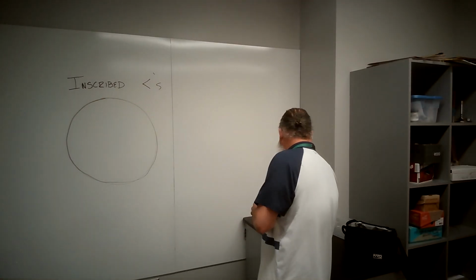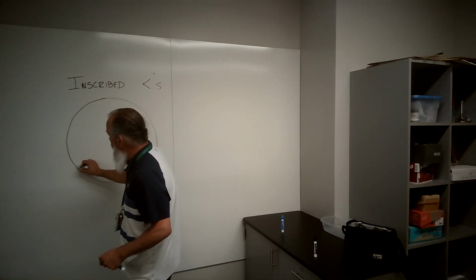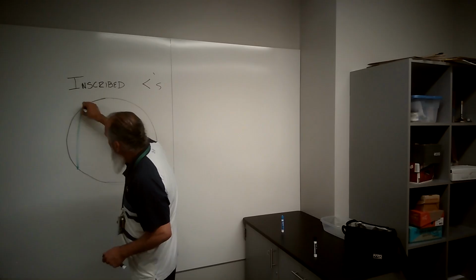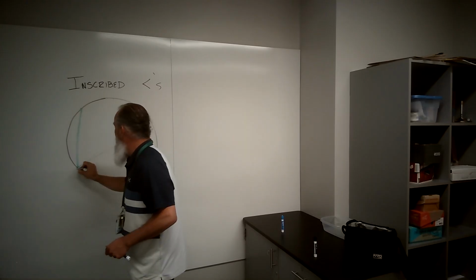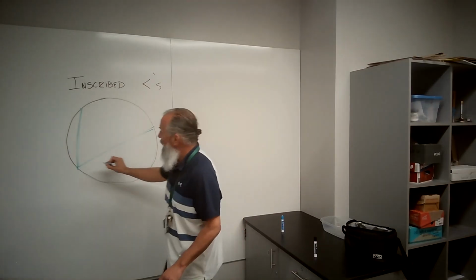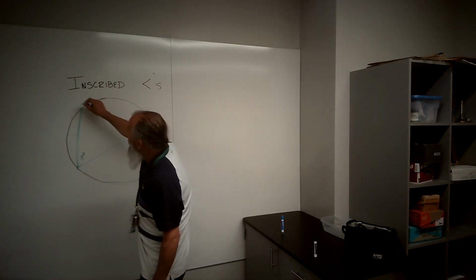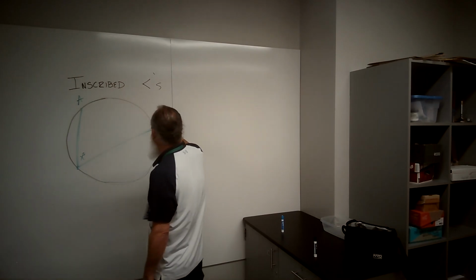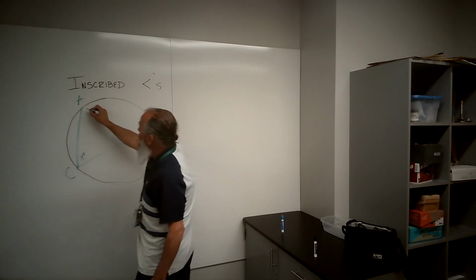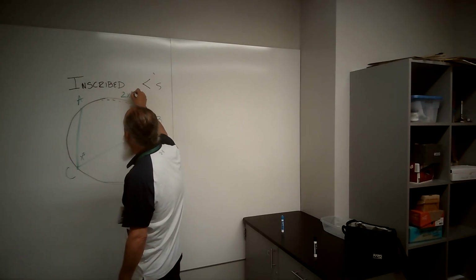Okay, that's better. An inscribed angle is an angle whose vertex is on the circle. Now, this is the most important thing in this lesson. If the angle is x degrees, then the intercepted arc, so I'll give this letters, since the vertex is at C, the degrees from A to B would be 2x degrees.